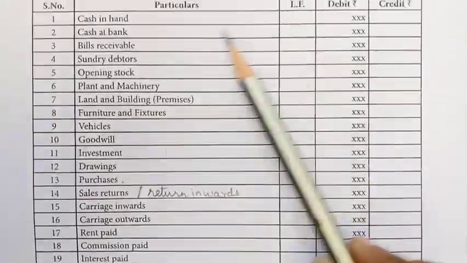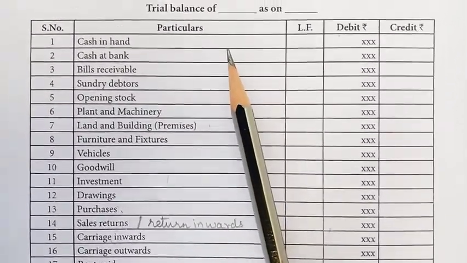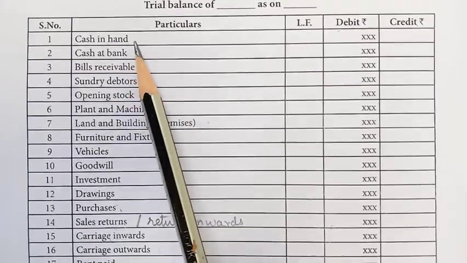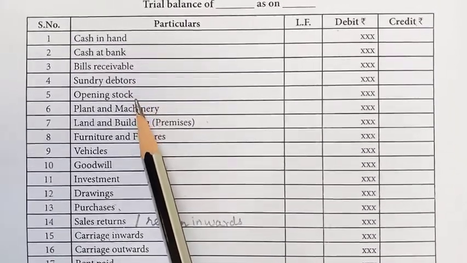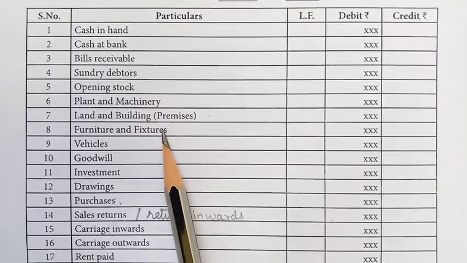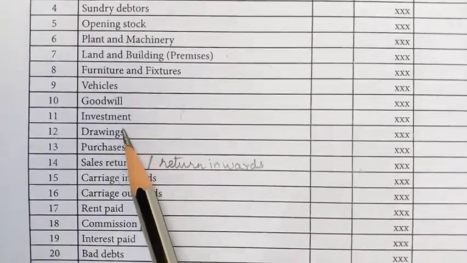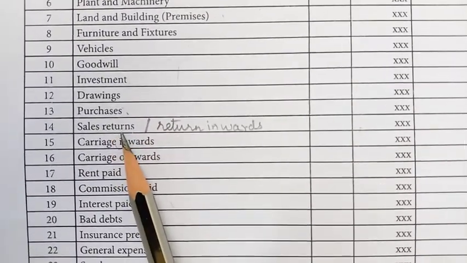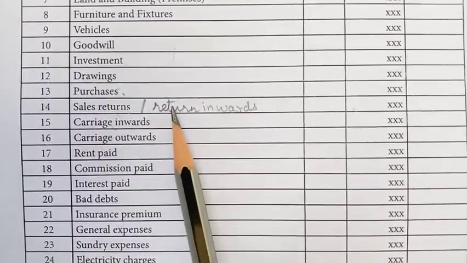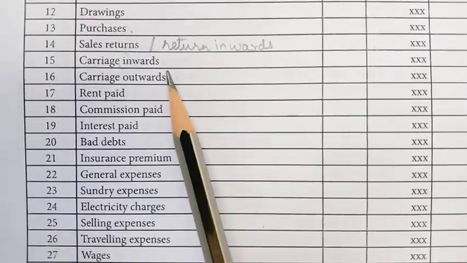Here all the expenses and the assets, fixed assets and current assets, will come in the debit side. See here: cash in hand, bank received, debtors, opening stock, plant and machinery, land and building. Land and building is a fixed asset. Furniture, fixed asset. Vehicle also fixed asset. Goodwill, investment, drawing, purchase return, return inwards, the same, it will come in the debit side. Carriage inwards, carriage outwards, both will come in the debit side.